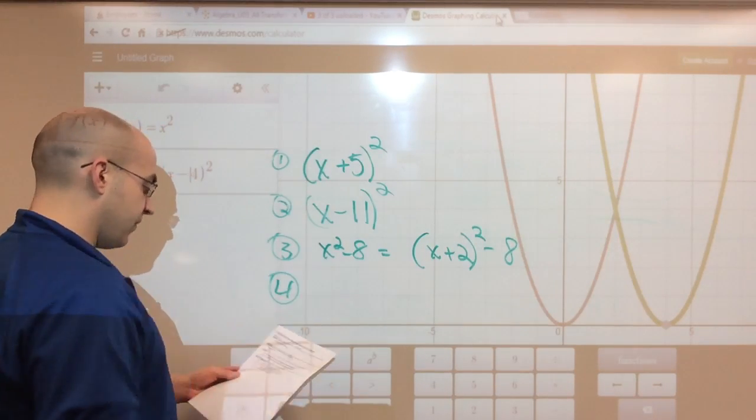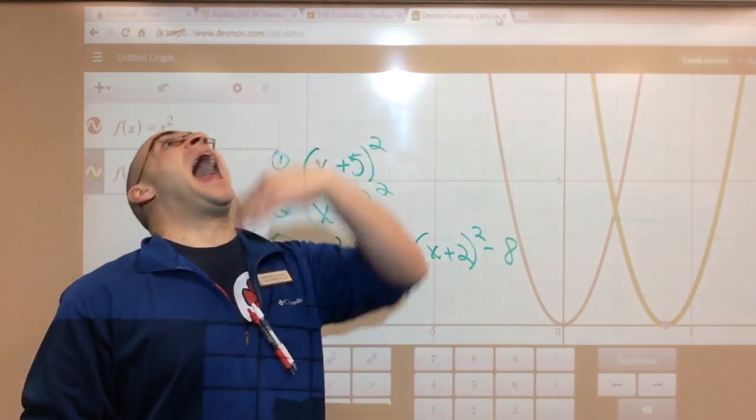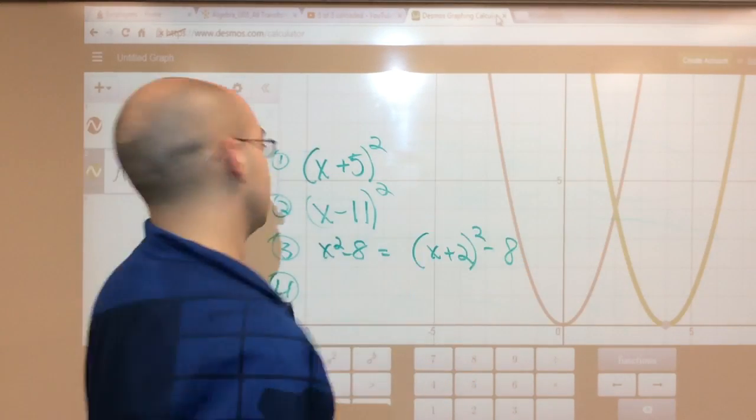And number 4, f of x equals (x plus 6) squared. What was the transformation? 6 units to the left.